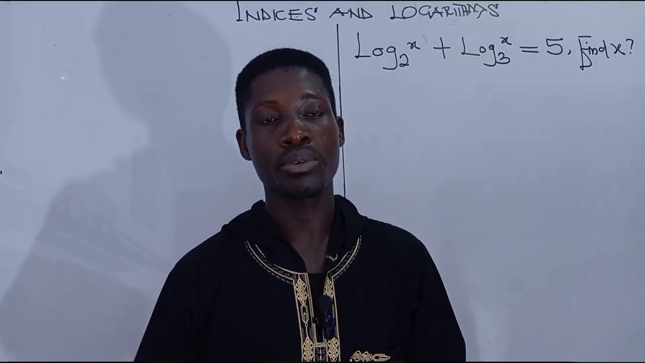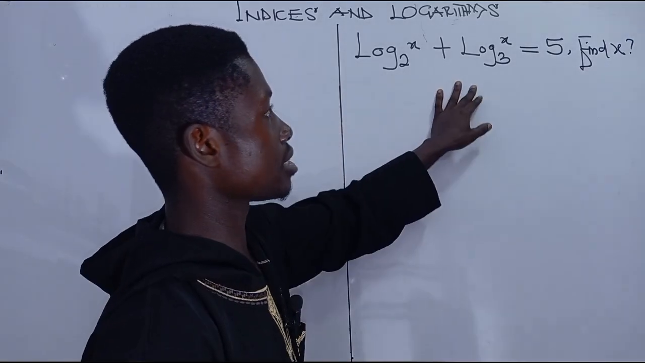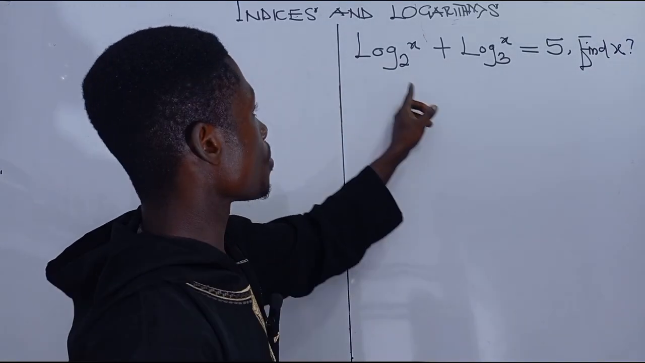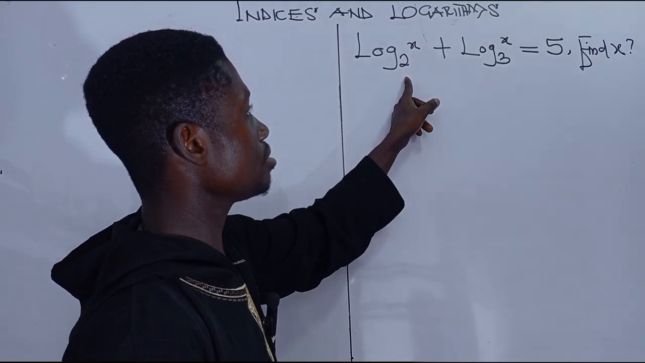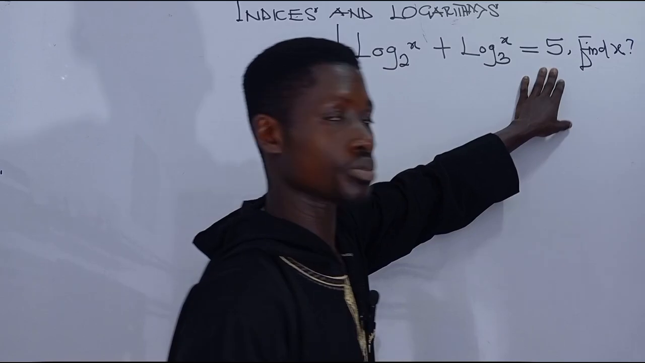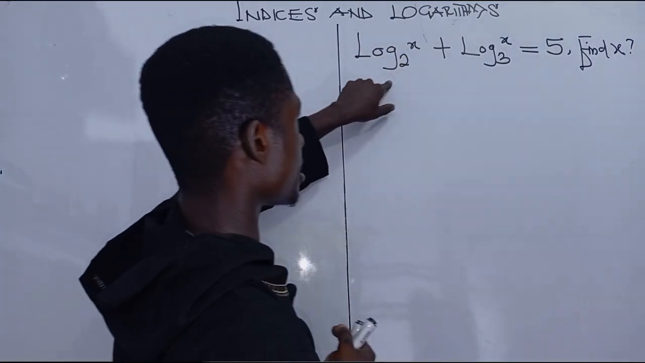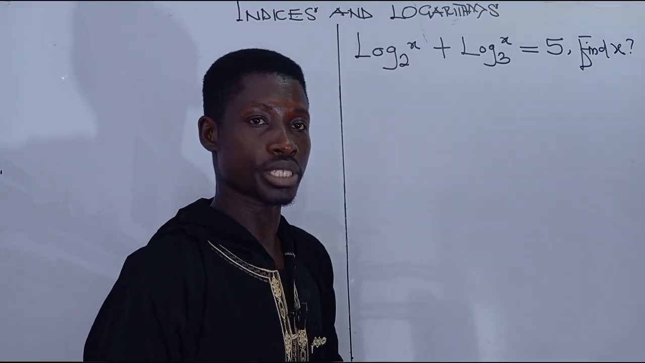Without wasting much time, we have a question on the board. Let's look at how best we can approach questions of this very form. We have log of x to the base of 2 plus log of x to the base of 3, and this is equal to 5. We want to find the value for x that satisfies this logarithmic equation.